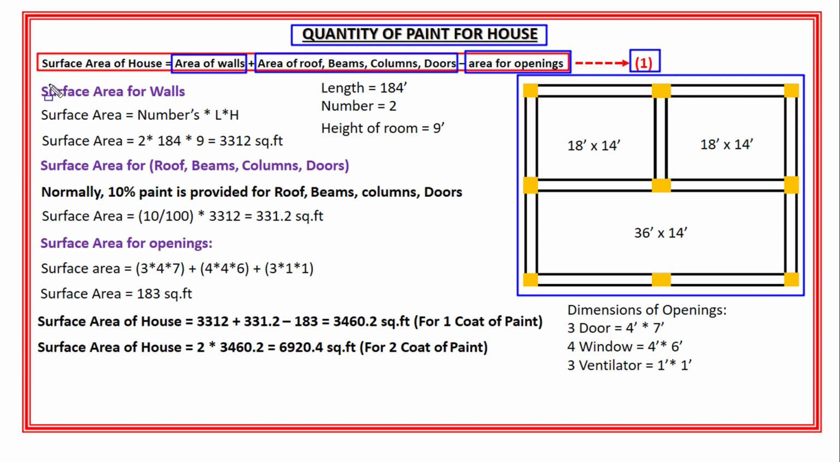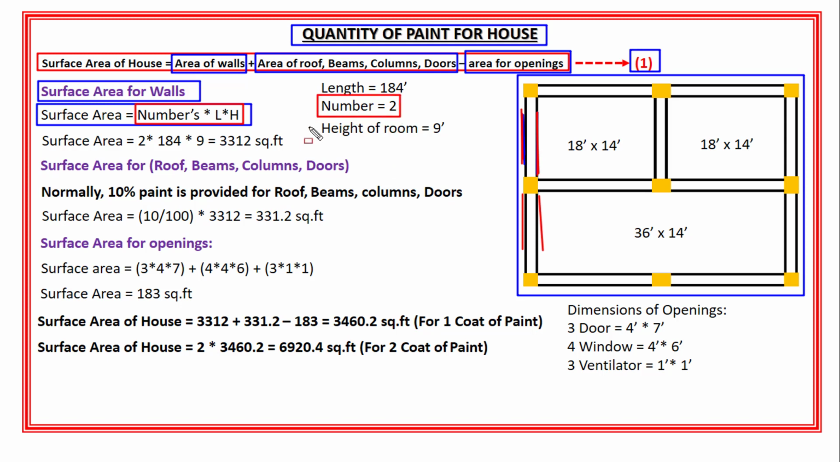Now first let's find out the area of walls. Here let me tell you that I will provide paint from both inside and outside to the wall of the house. So the area of the wall is equal to number into length into height. Here number is 2 because I will apply paint or whitewash from both inside and outside to the walls of the house.